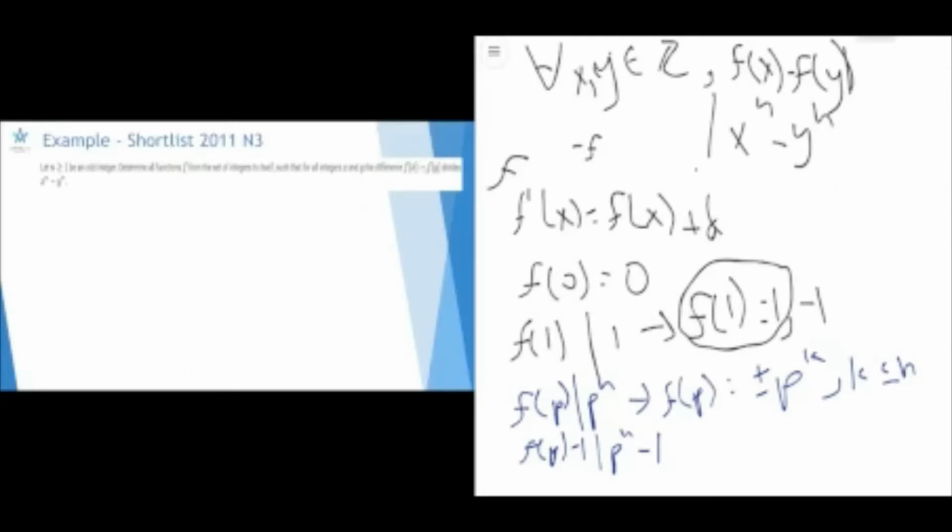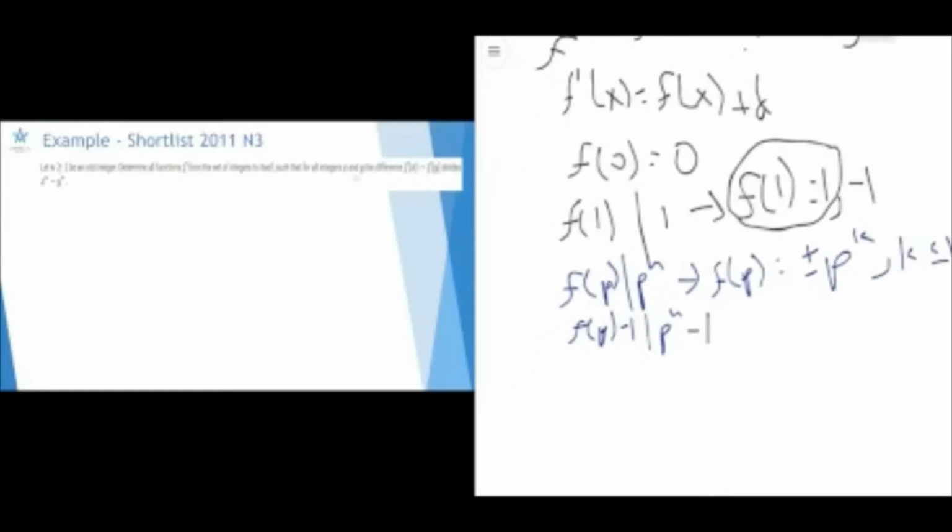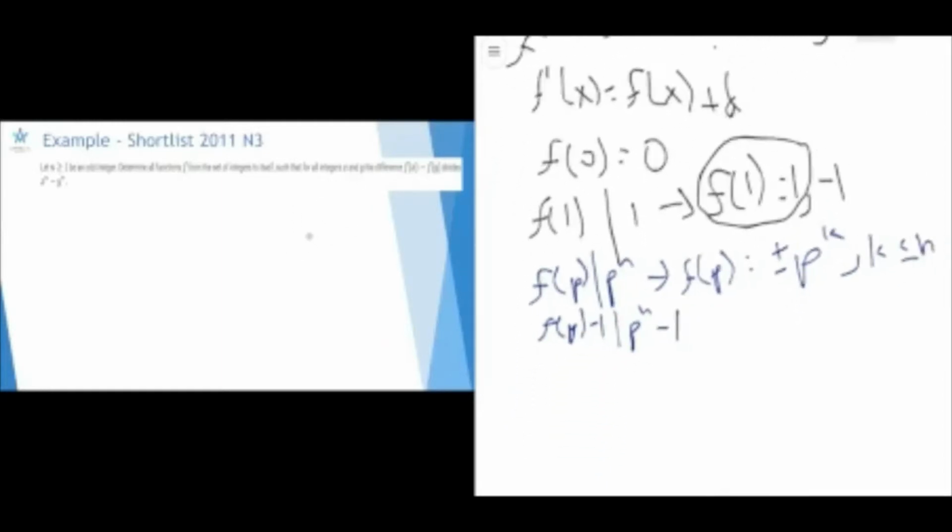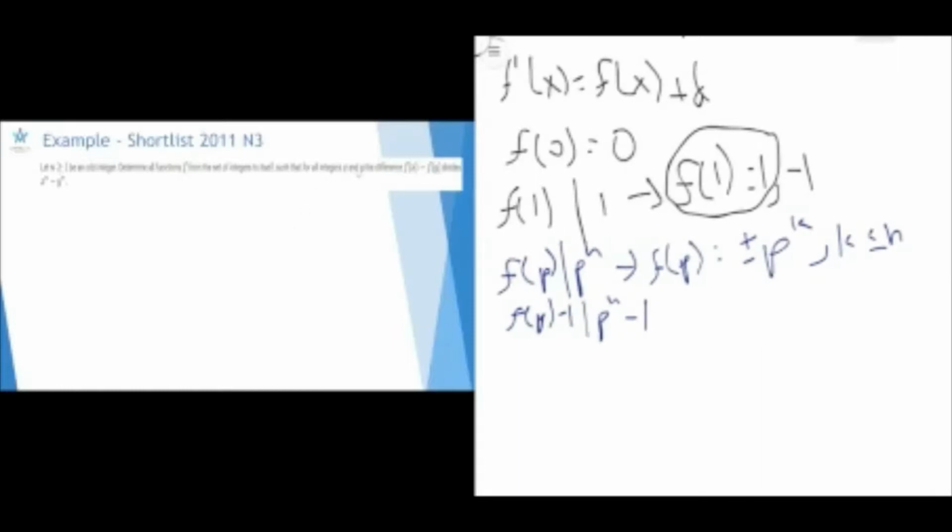And we can always just assume fixed k and see which k do end up working. Okay, so over here, if f of p is positive p to the power of k, then we have p to the k minus 1 divides p to the n minus 1. So we need k less than or equal to n, because p to the k minus 1 divides p to the n minus 1 only when k divides n. This is one possible case.